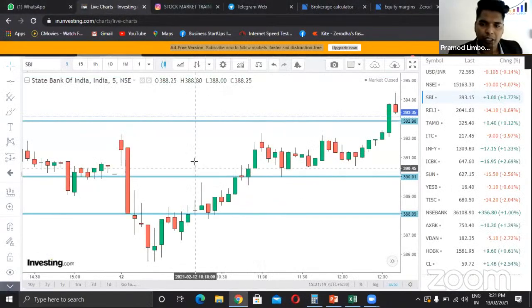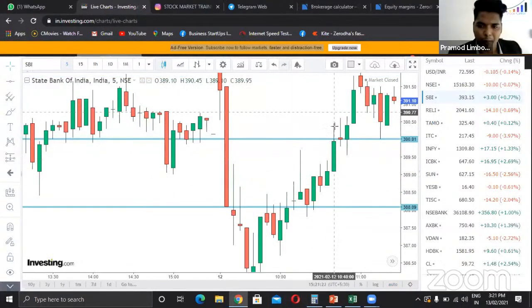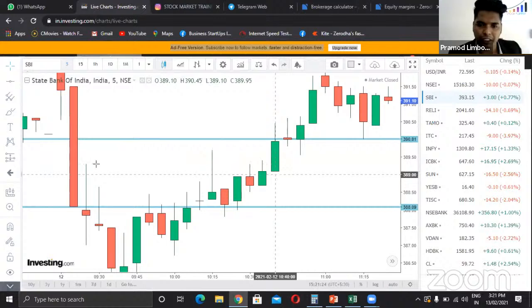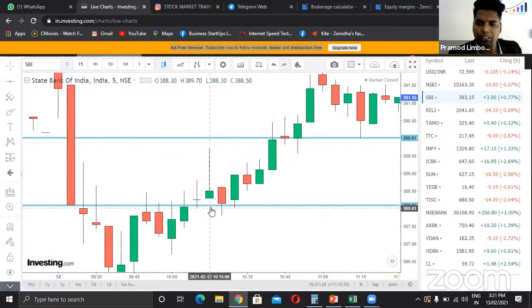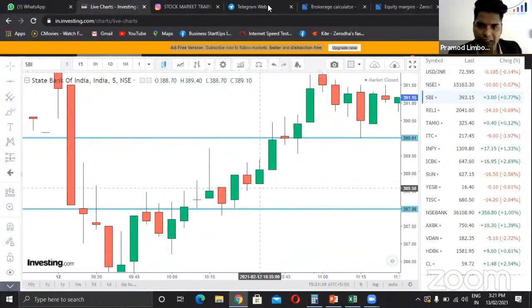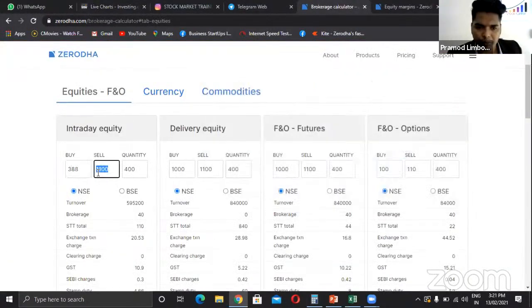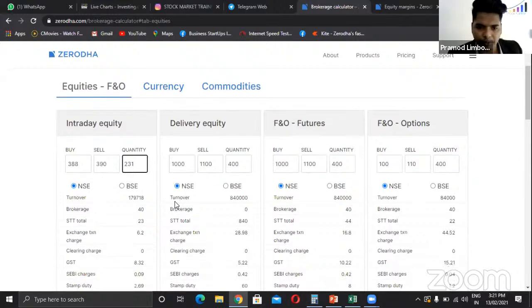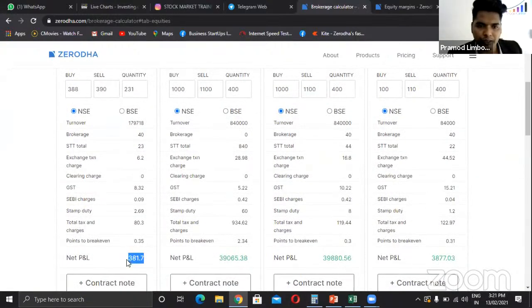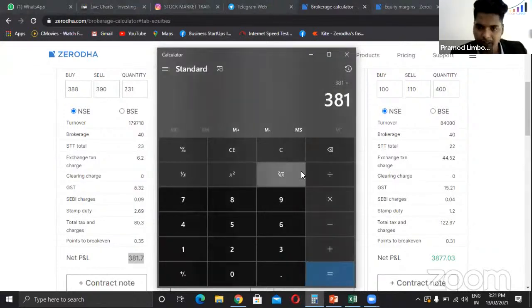If you think the SBI stock will move up, you can calculate that by technical analysis. Let's suppose you calculated that this price will increase. So let's suppose we bought at 388 and sold at 390 rupees, and the quantity was 331. Then how much would your profit be? You can see, traders, around 381 rupees. 381 divided by 10,000 rupees is around 3.8% return on capital, just from one day, one trade.